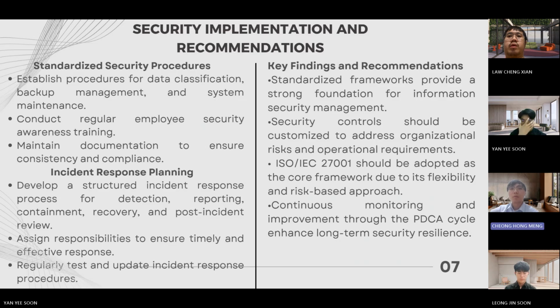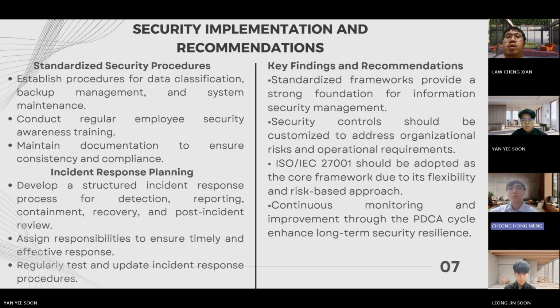Based on our analysis, several key findings were identified. Standardized frameworks such as ISO 27001 provide a strong foundation for information security management. However, security controls should not be implemented blindly. They must be tailored to the organization's specific operational environment, business objectives, risks, and threat landscape. ISO 27001 is particularly suitable because it offers flexibility through its risk-based approach while maintaining a structured management system.